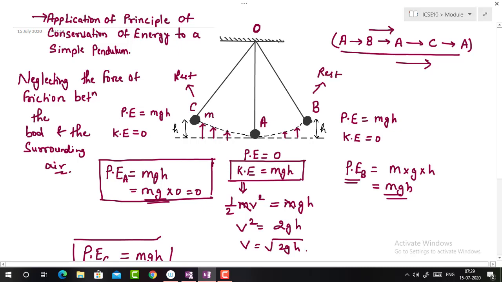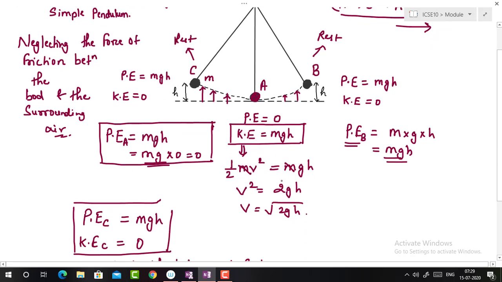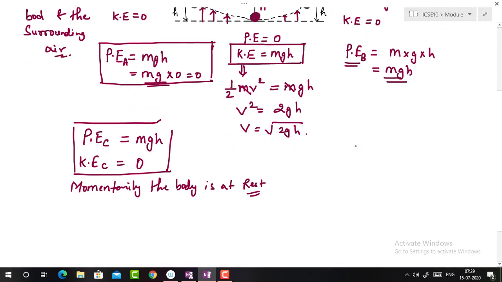But if we consider the motion at point A, here the body has maximum velocity, which equals the square root of 2gh. As the body goes from A to B, the potential energy increases, and when the body goes from B back to A, the potential energy decreases and the complete energy gets transformed into kinetic energy. So we concluded the energies at position C, position B, and position A.